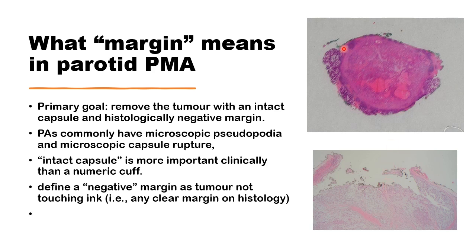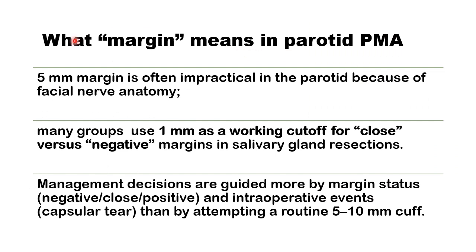The main goal would remain an intact capsule that is not touching the ink, even if it is in close proximity to it. A 5 millimeter margin was often quoted in textbooks as an accepted margin, but it is often impractical in parotid resections because of very close facial nerve anatomy.